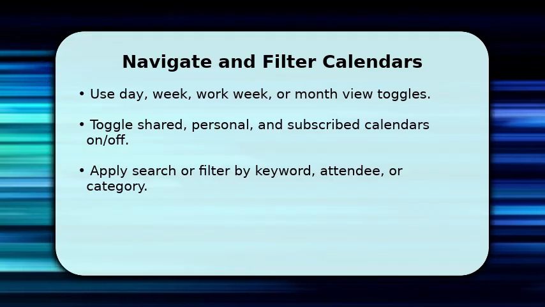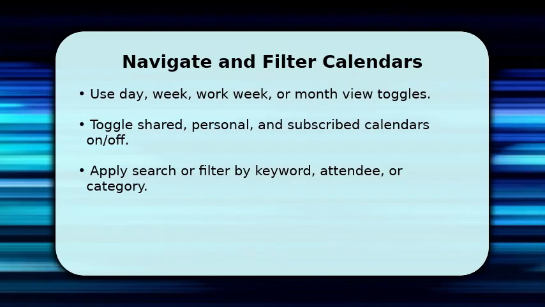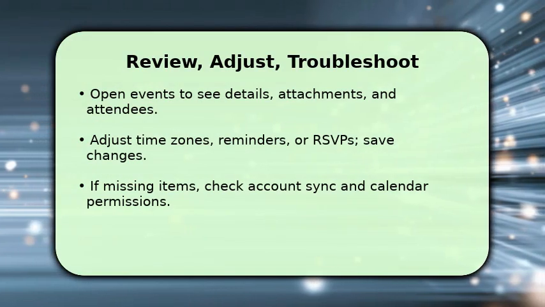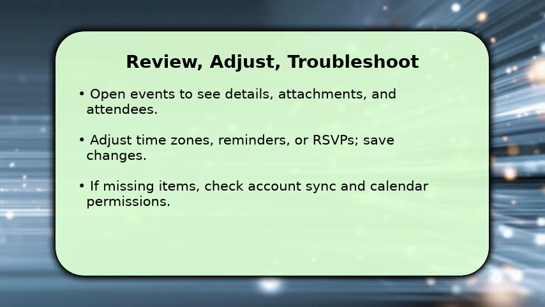Use the search box to find events by title, attendee, or location, and apply category filters to surface related items. If multiple items overlap, switch to Agenda or List View for a clear sequential readout. Open any event to review the agenda, attachments, and attendee list. This tells you not just what's happening, but why.